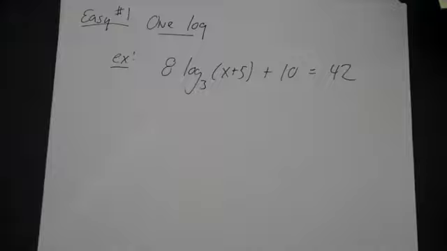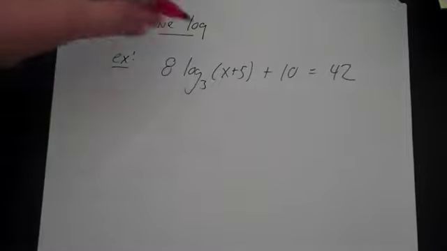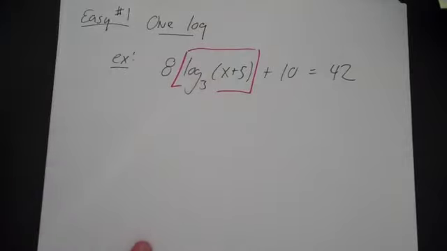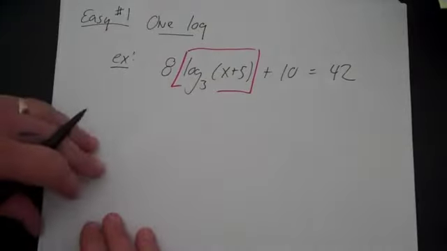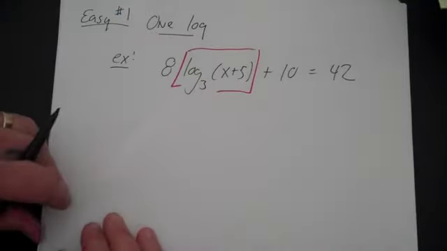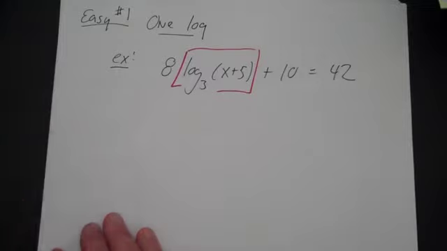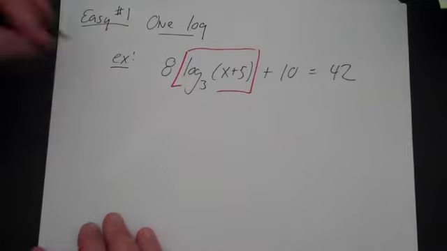And the key to this problem is that even though this is a log equation, there's only one log in it, and there's nothing else really complicated about the problem. So the steps are fairly straightforward. You simply isolate the log and then unlog it. And we actually do this in the first video on solving log equations.